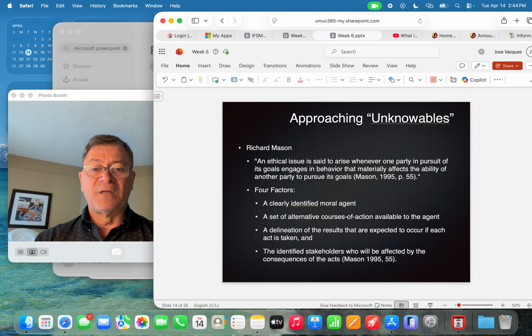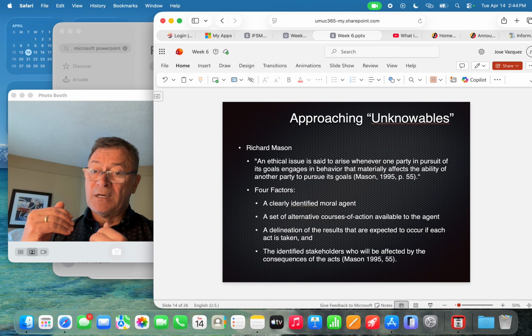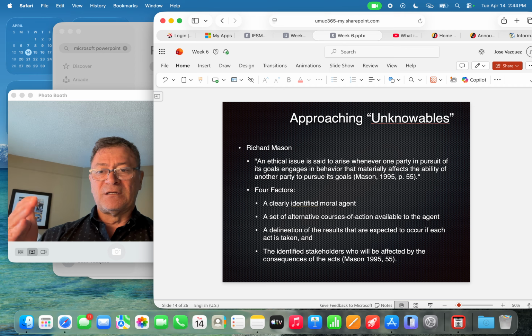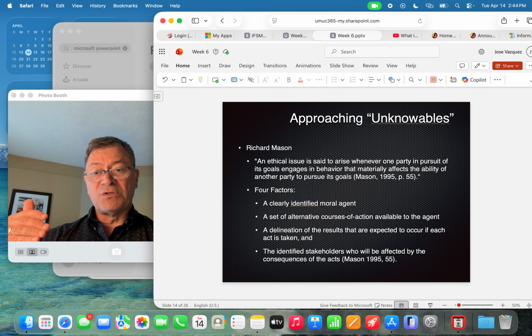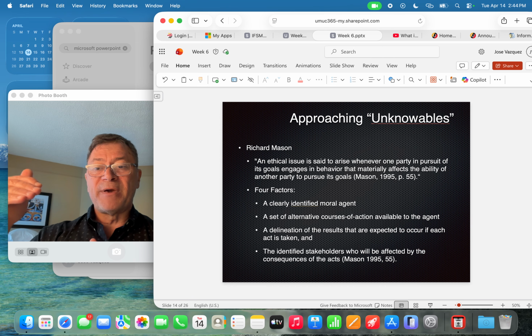All right. Four factors: a clearly identified moral agent. In your work environments, you set a standard so that people see you as a moral person that is solution based and that makes the right decision. And even when you don't make the right decision, they know you enough to know that you are pursuing the higher, better standard of excellence that you want other people to imitate.